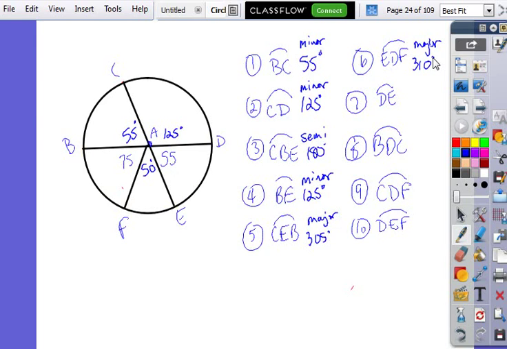DE, what kind? Minor, and it is 55, which matches the central angle. BDC, major. That's major. 305. BDC now, I go from B, around D, hit C. CDF. What kind? Major. And 230.